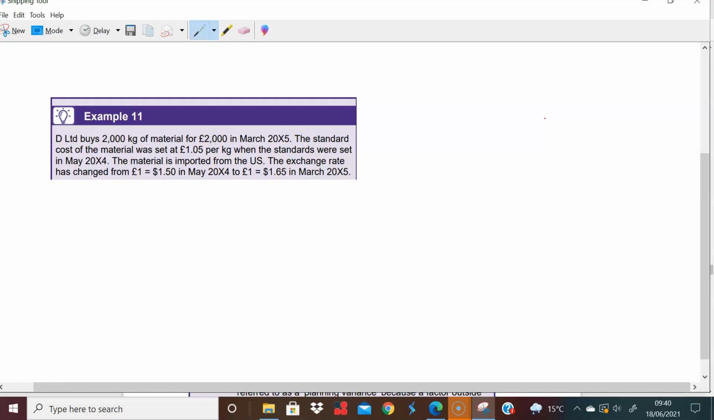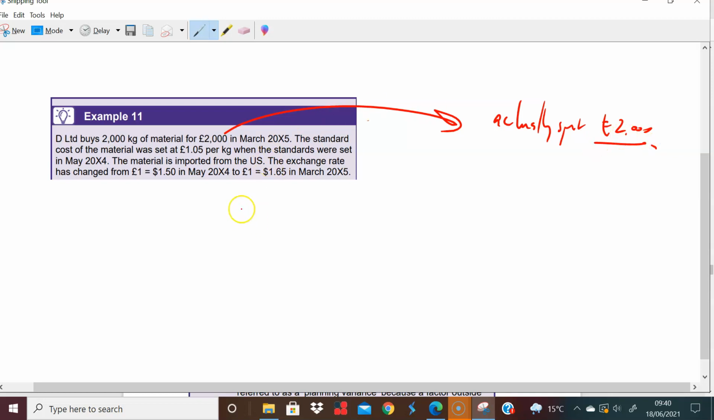So you can see here that it says Delimited buys 2,000 kilograms of material in March 2005. So Delimited actually goes out there and buys 2,000 kilograms of material. The question is also telling us that you buy these products from the US. So you bought 2,000 kilograms, and this is what you actually spent: £2,000. I'm not quite interested in this just yet.